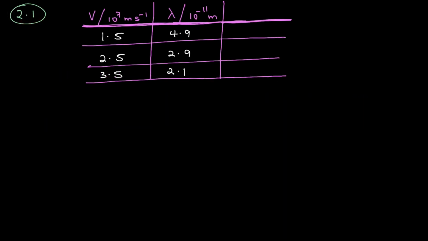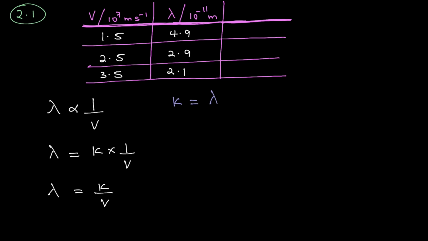Question 2.1. The table here shows results of an experiment to investigate how the de Broglie wavelength lambda of an electron varies with velocity. So in question 2.1, show that the data in the table here are consistent with the relationship that lambda is inversely proportional to the speed. Okay, so if lambda is inversely proportional to speed, we can say lambda equals k times 1 over speed, which can be written as lambda equals k over v. So if I make k the subject, we can say k equals lambda v.